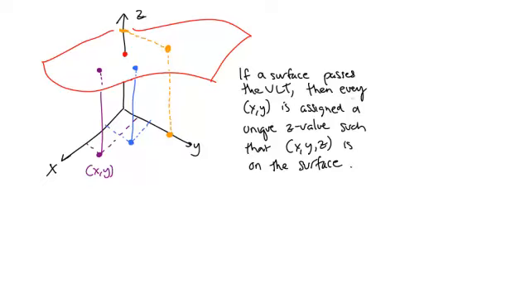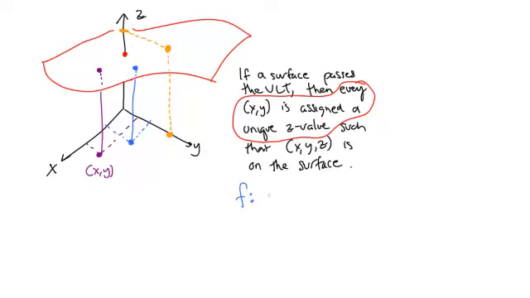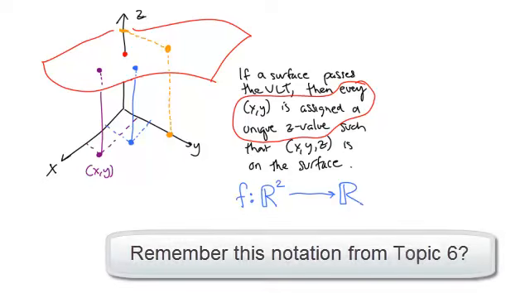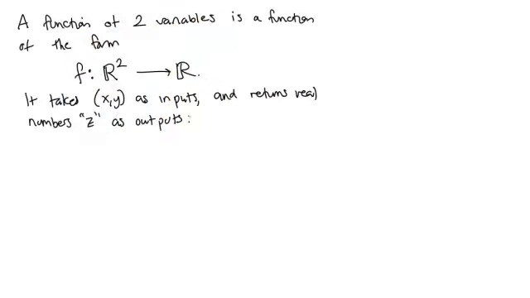This bit right here, every xy is assigned a unique z value, is exactly what it means to be a function, except now we're talking about a function in two variables. This is exactly the description of a function that has inputs in R2, but has outputs in R. So we're looking at a brand new kind of function. Let's give this a definite name and look at some examples. A function of two variables is a function of the form f, whose inputs go from R2 and whose outputs are in R.